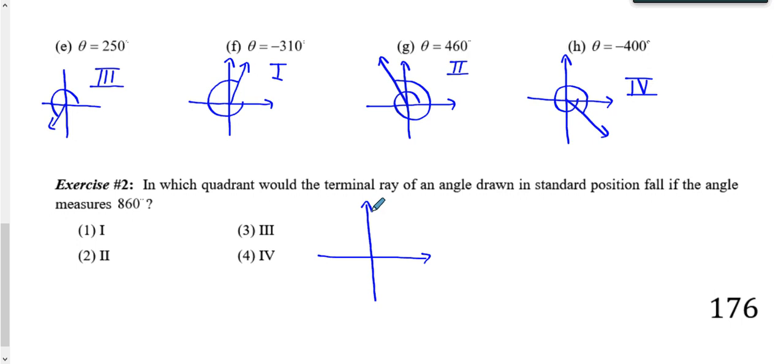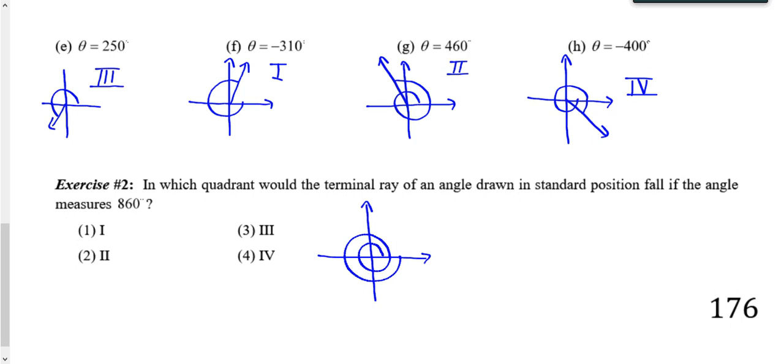Quadrant 2? Yeah, I think you might be right. Let's see, 860, right? So if we start here and go around, there's 360 and 360 is what? 720, isn't it? So if we come around here, isn't that 720? And then how many more do we need to get to 860?